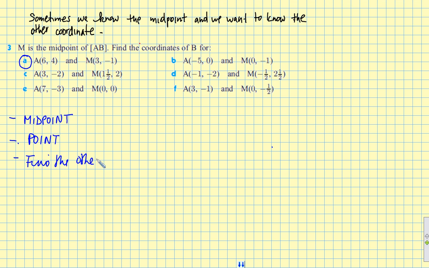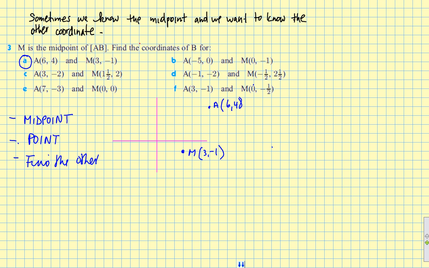Taking part A as my first example, I can make my xy coordinate plane and graph this quite quickly. I go 6 over, and 4 up. That would be my A, (6, 4). Then my midpoint, which is always written as capital M, is found at 3 and negative 1. So this would be my midpoint at (3, -1).